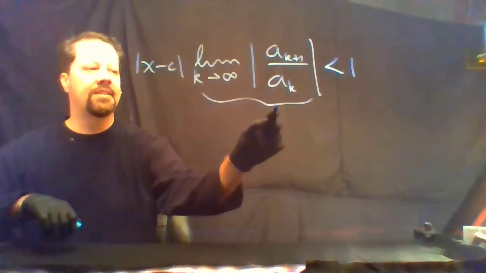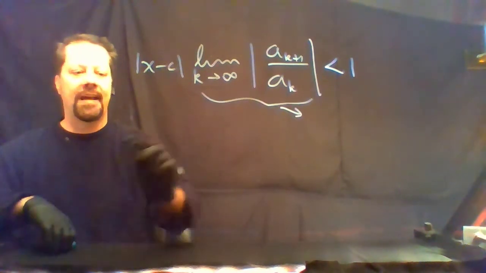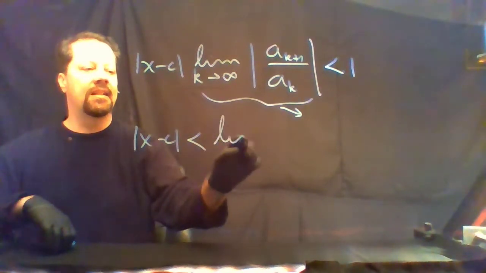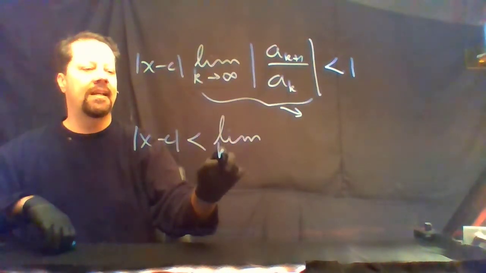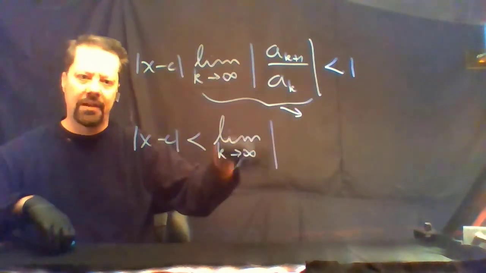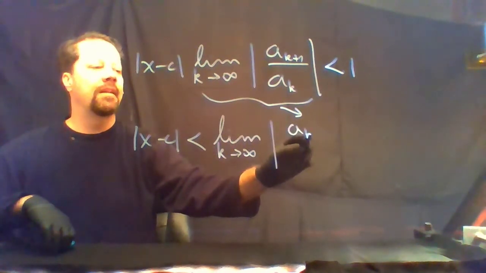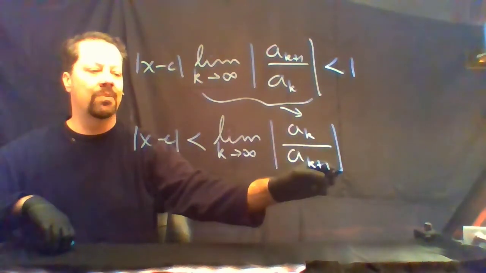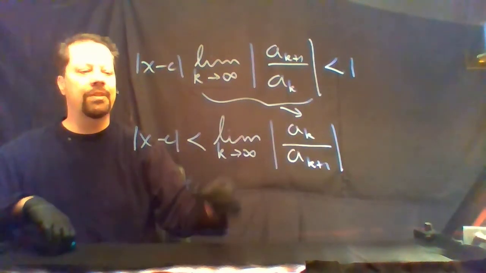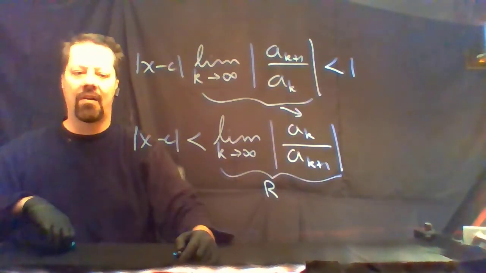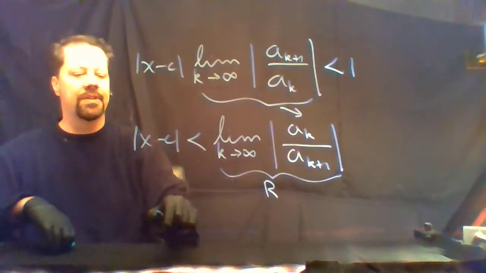Dividing both sides by this factor, we get the absolute value of x minus c is less than the limit as k goes to infinity. When you divide by a fraction, you invert: a sub k divided by a sub k plus 1. We'll define this expression to be r, the radius of convergence.